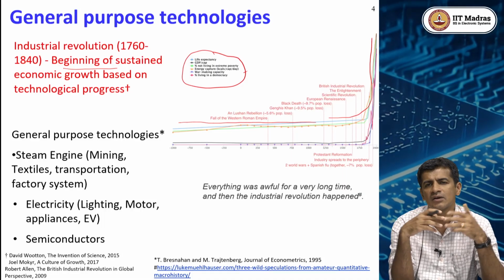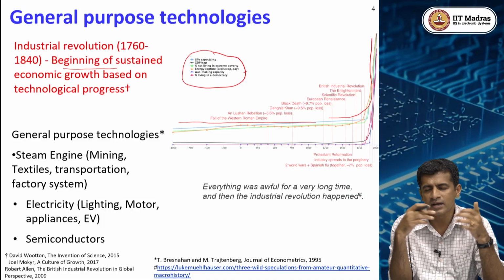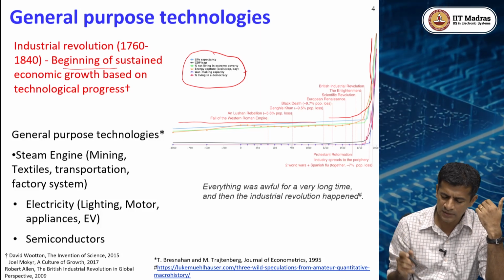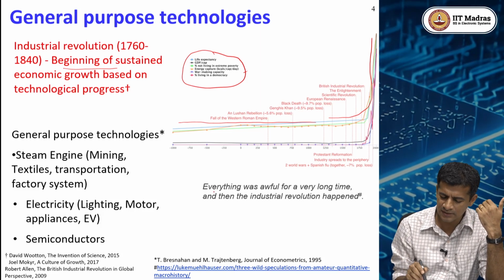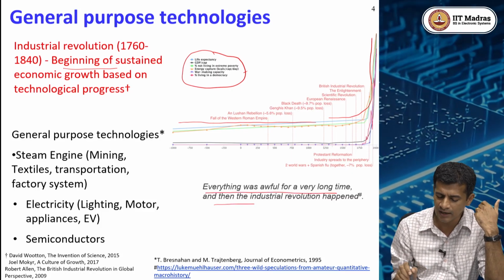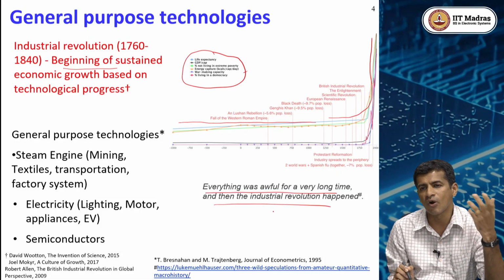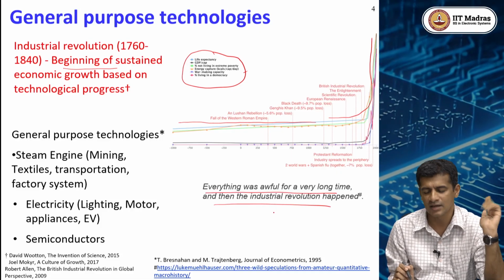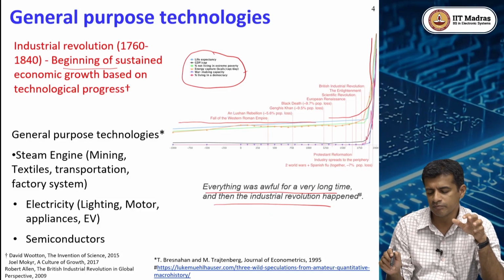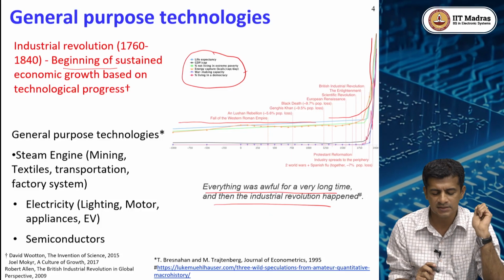The first nation which had this kind of progress was actually Great Britain. So this is one very simplistic way of looking at this chart. One can comment that everything was awful for a very long time, and then the industrial revolution happened. That is a very simplistic way of looking at it, but that is the picture one can get by looking at this chart.